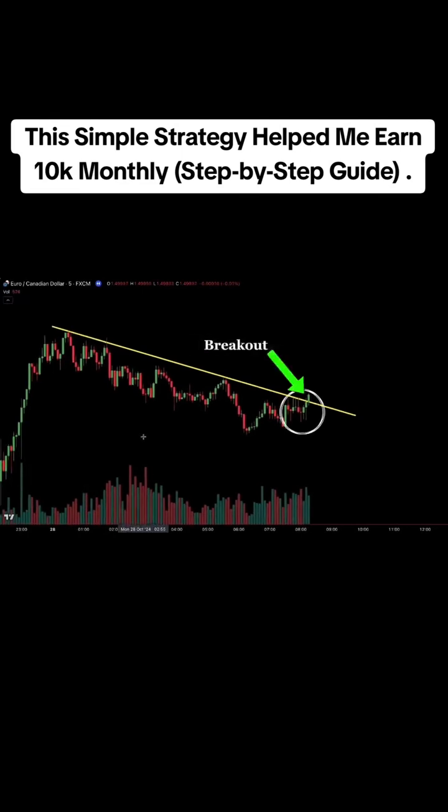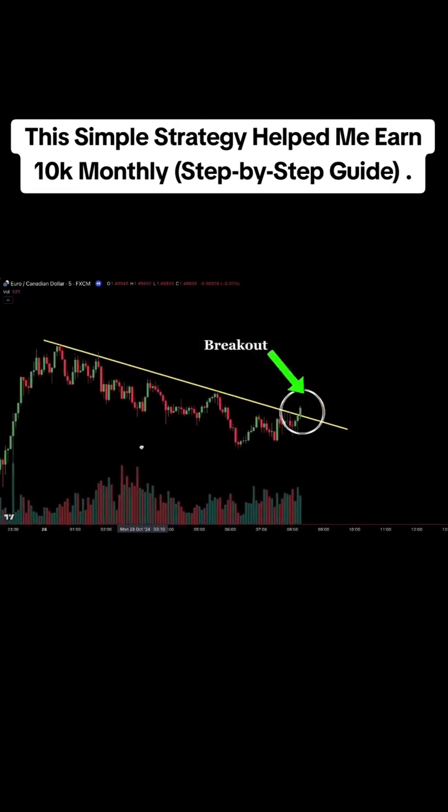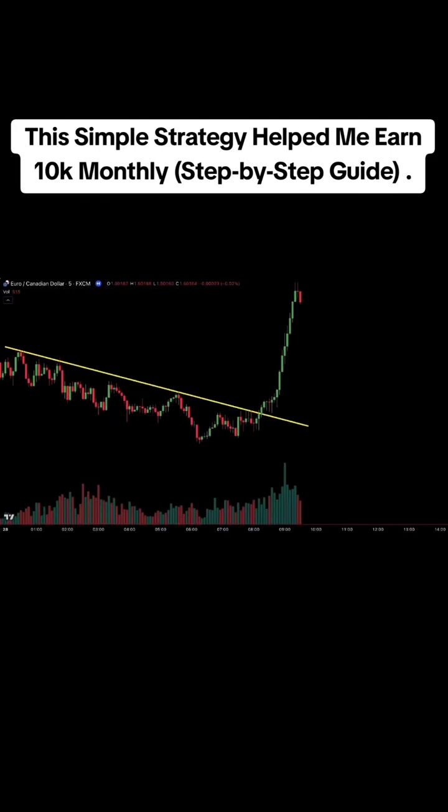The price breaks above the trend line, signaling a potential reversal from a downtrend to an uptrend. Now check the volume. A significant increase in volume during the breakout confirms strong buying interest, validating the breakout. And what happened next? The market moved upward, just as the strategy anticipated.